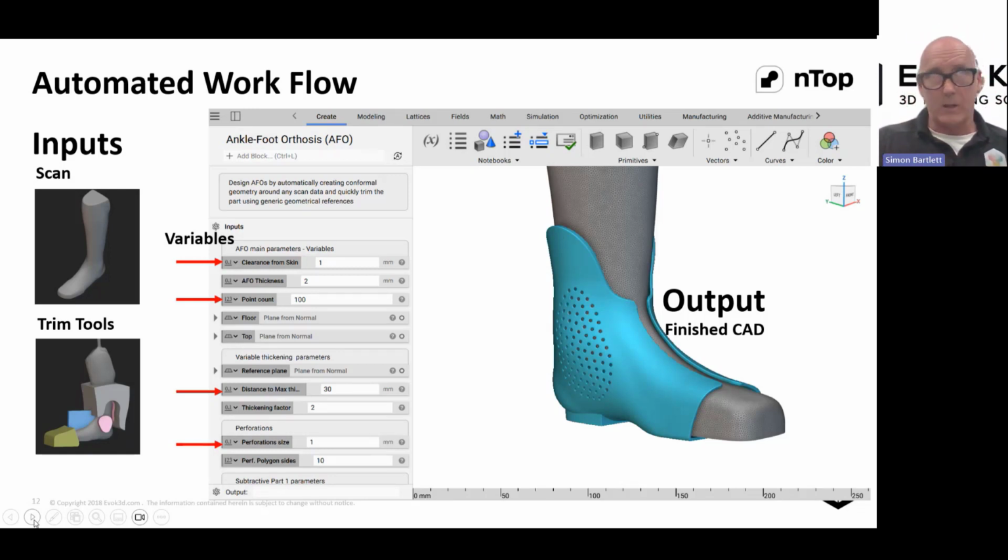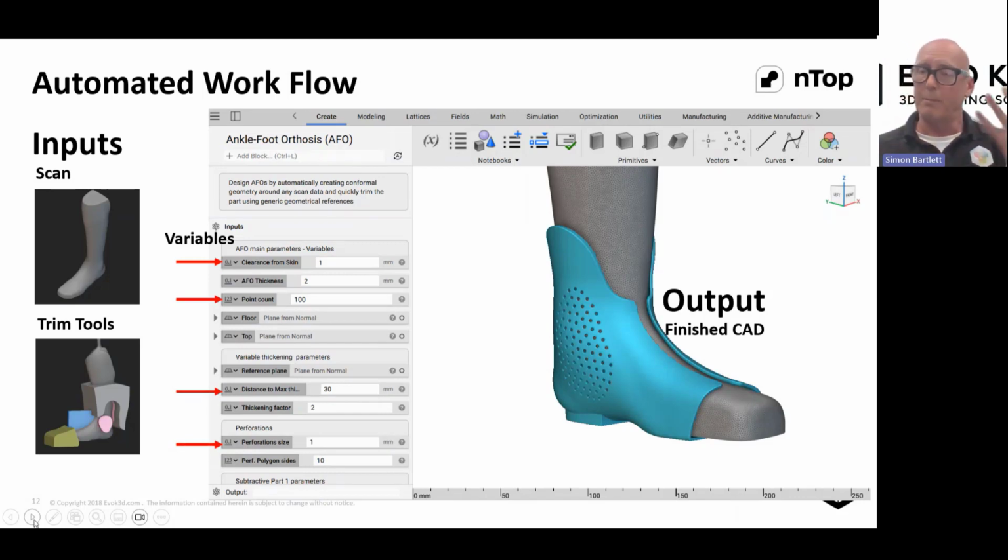But as we said way back on the third or the fourth slide, topology is all about the inputs and the outputs. Now, the inputs to generate this AFO that you see here, and this is a very simple AFO, and it probably doesn't even look very good to a lot of the people on the call. So the inputs that we take, so we take the scan data, and the other inputs that we take are these trim tools.